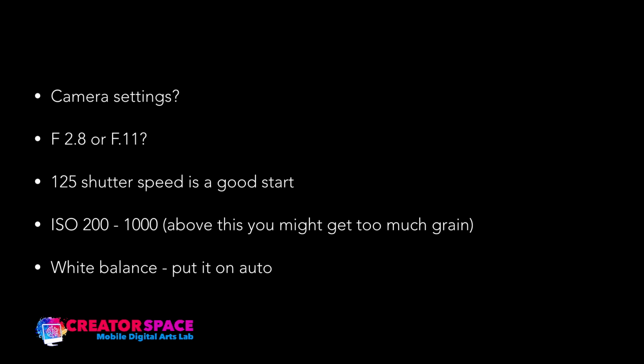It's better to push up your ISO a little bit more, like to 1000, and keep your shutter on 125, 200, 250. If you make the shutter speed like 60th of a second, you might get movement in the image. White balance, I would say put it on auto. That saves you a bit of dialing and stuff.